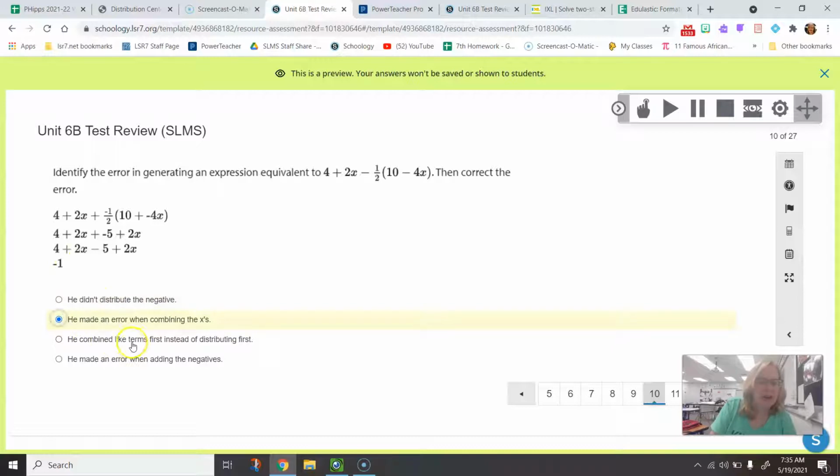Okay, he combined all like terms first instead of distributing. Nope, we distributed first, and so did he. He made an error when adding the negatives. No, did great with the negatives. 4, -5, -1. So it's because he didn't combine the x's correctly. Okay, good. Let's go back to the page.